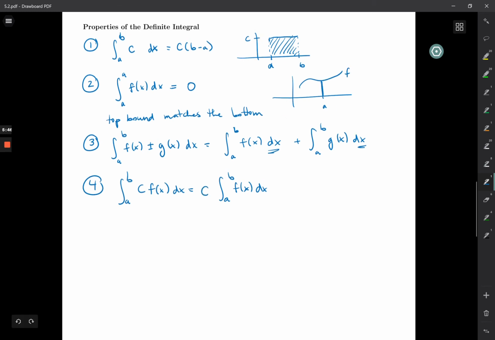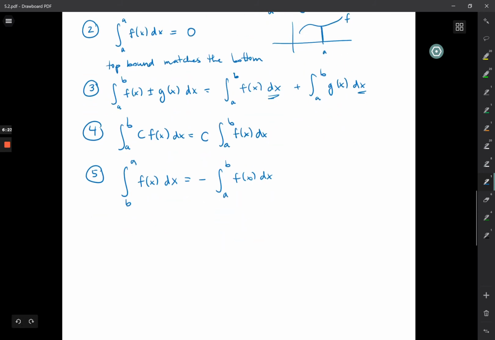So we get this. And then this next one is a little weird. You might think it's a bit strange, but it does happen sometimes. So here, if we have the integral of f of x from b to a, that is equal to negative the integral from a to b of f of x, right?